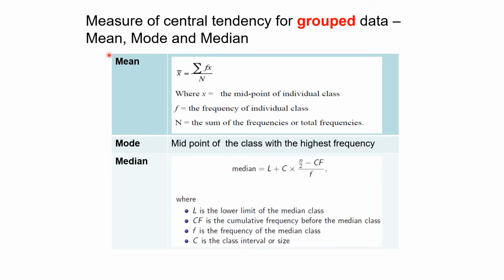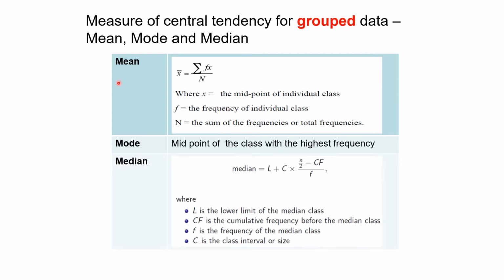So now we have looked at ungrouped data just now. Now we will move on to grouped data. So grouped data is quite similar to ungrouped data, just that the formulas differ.